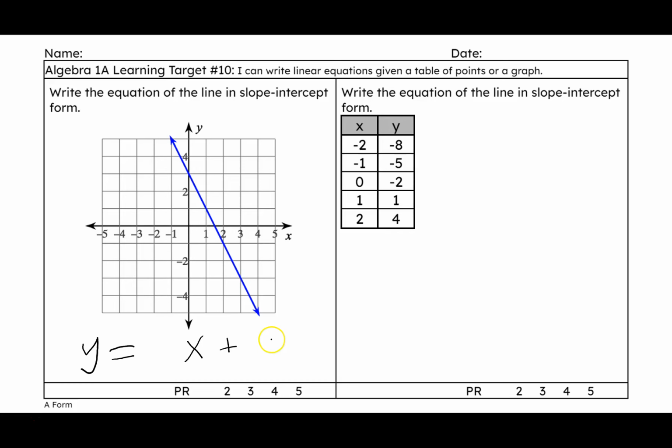So the y-intercept is the starting point on the graph where y crosses the x-axis. So right here, y is crossing the x-axis. Here's your beginning point at 3, and that's positive 3. So your y-intercept, that constant at the back, is going to be 3. Now we need to find our slope.